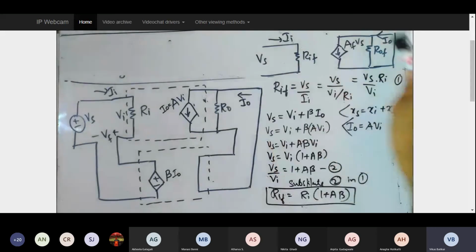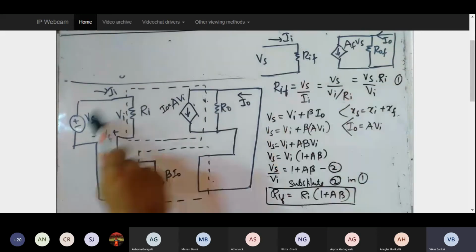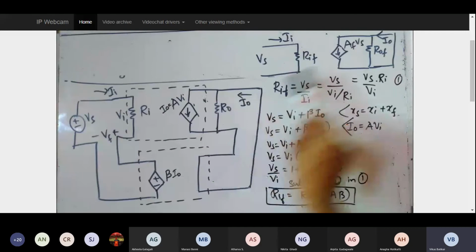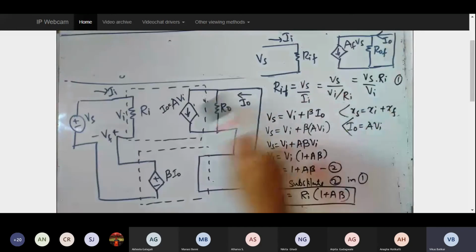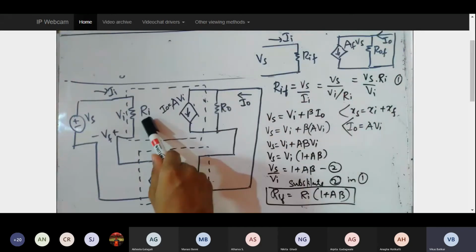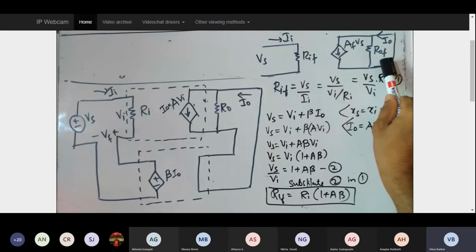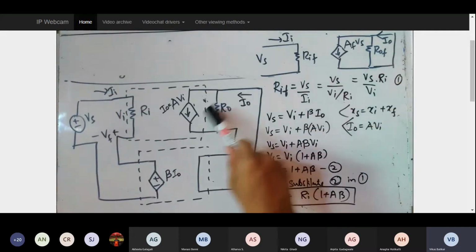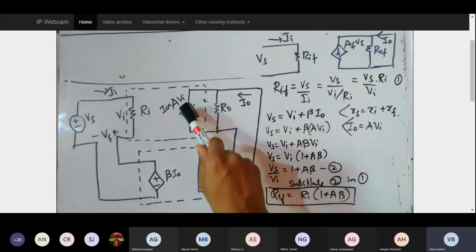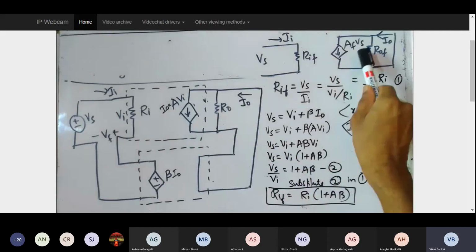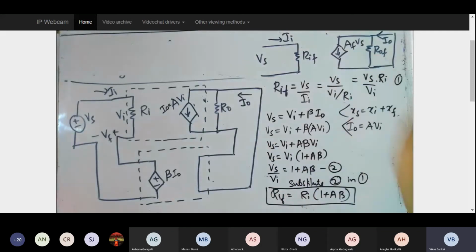So main source is VS, main output is I0. And input resistance will be represented in terms of RIF, and output resistance will be represented in terms of ROF. And this gain will be represented as, rather than AF into VI, I am writing here as AF into VS. This is the first thing that you should do.